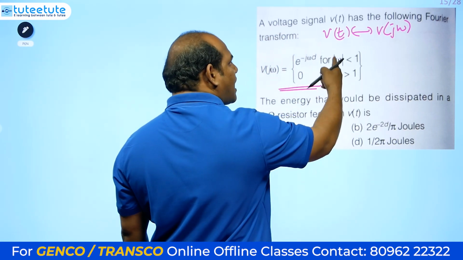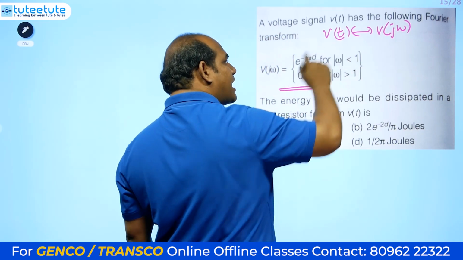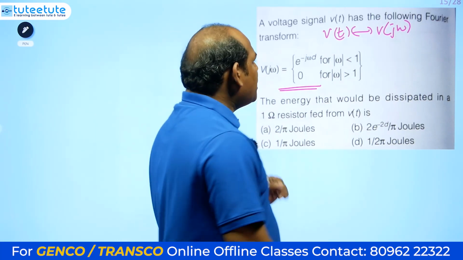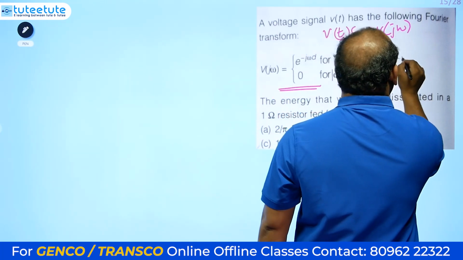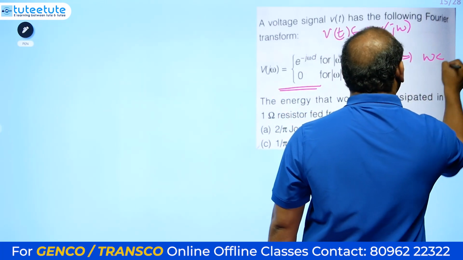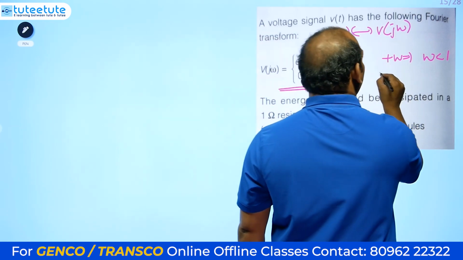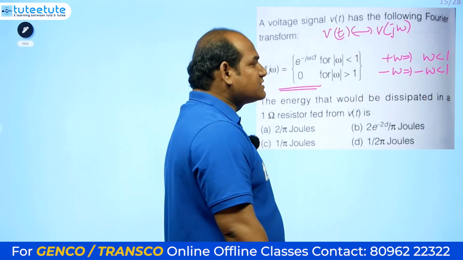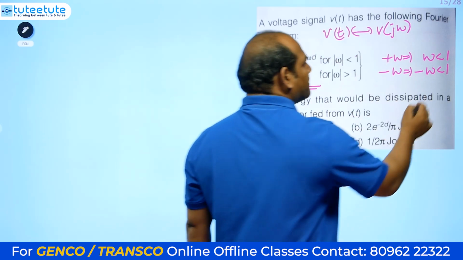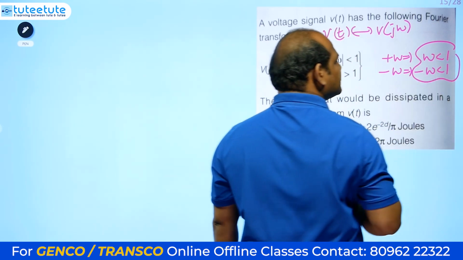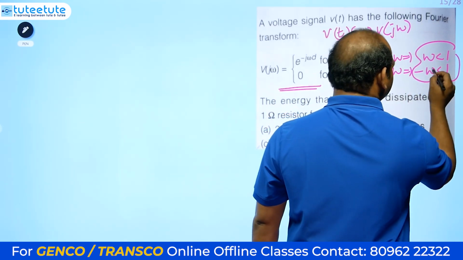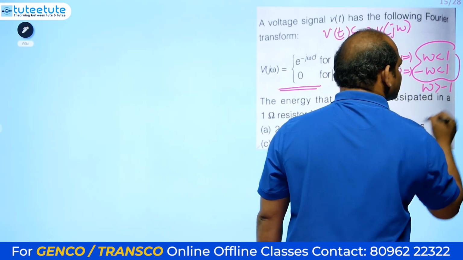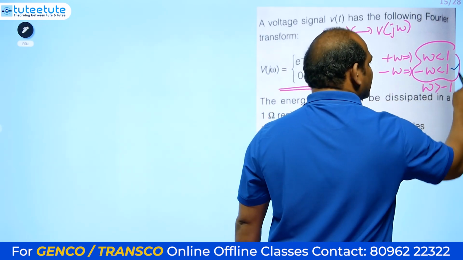When mod omega is less than 1, what is the meaning of mod omega less than 1? You need to take positive values of omega and negative values of omega. For example, if you take positive values of omega, mod omega is omega only, less than 1. If you take negative values of omega, mod omega will become minus omega, that is also less than 1. Okay, that is what you need to consider. So by combining these two, how can we write this? Here omega is less than 1. If you multiply with minus, omega is greater than minus 1. So these two conditions are the same.